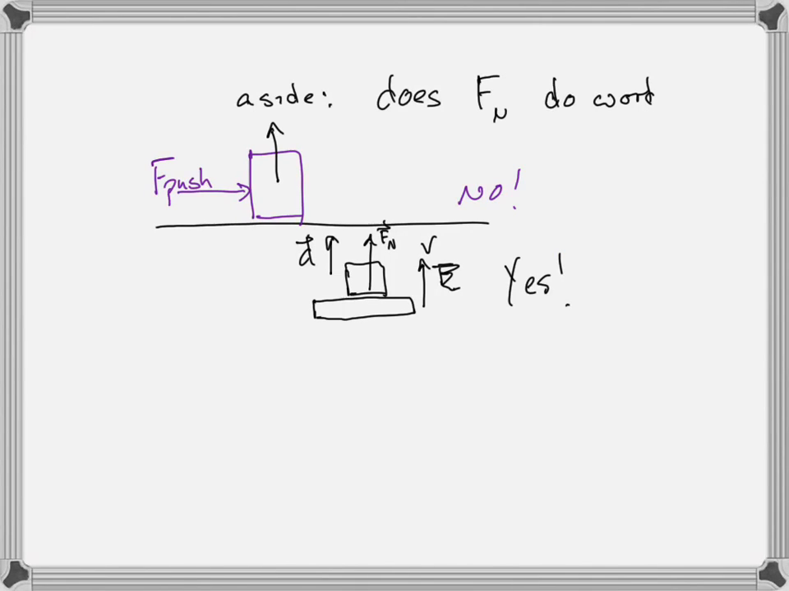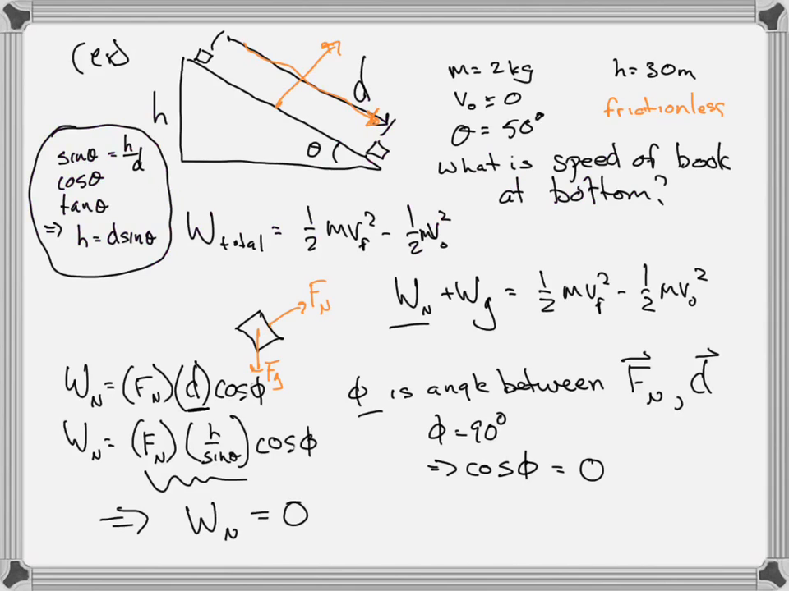If you're in an elevator, what does work on you to move you upwards is the normal force of the floor. Okay, back to this problem. We want to know the speed of the book at the bottom of the ramp. We just figured out, the normal force does no work. It never does any work when you're sliding on a surface. It only does work if the surface itself is moving.